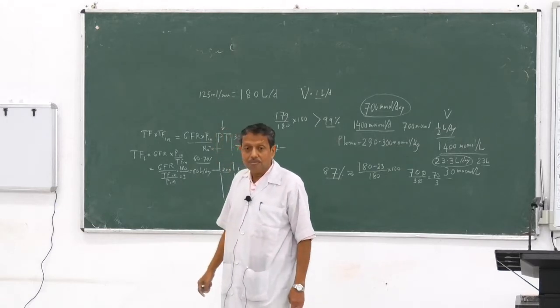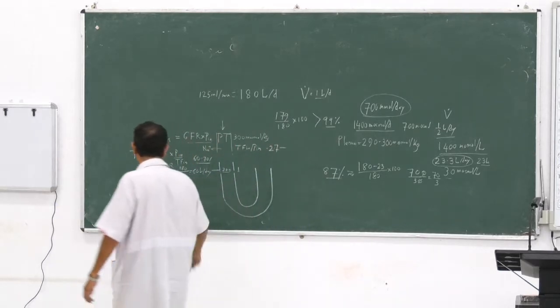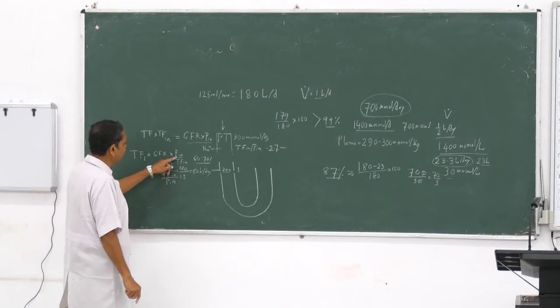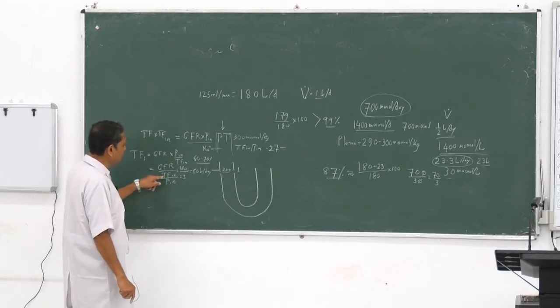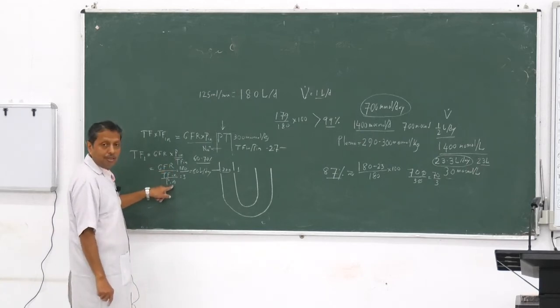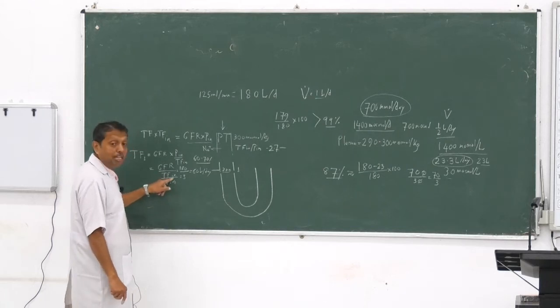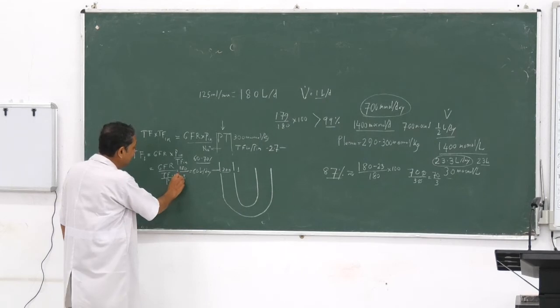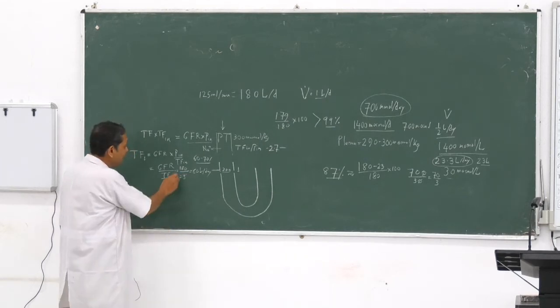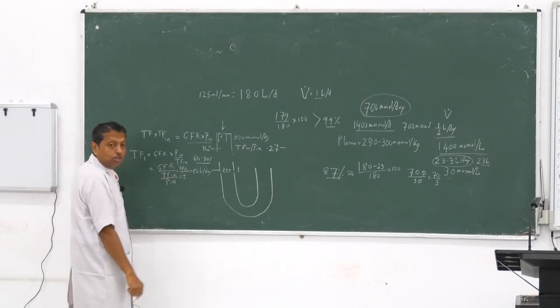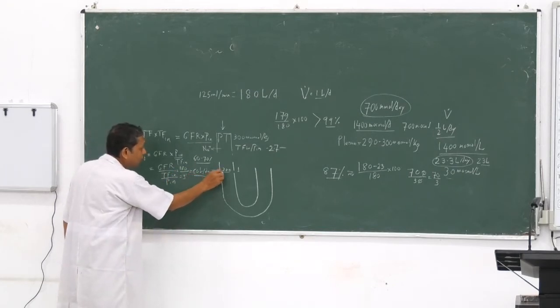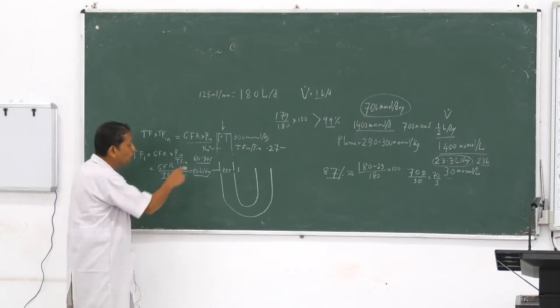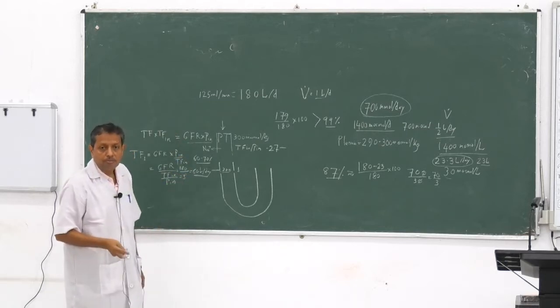Here GFR is divided by tubular fluid inulin concentration over plasma inulin, and it is 3. We are taking this value as 3, and GFR is 180 liter per day. So 60 liter per day of fluid is available in this space. 120 liter has been reabsorbed.